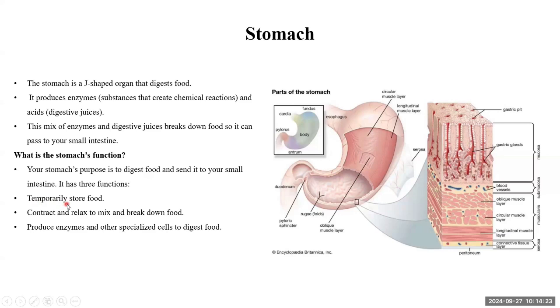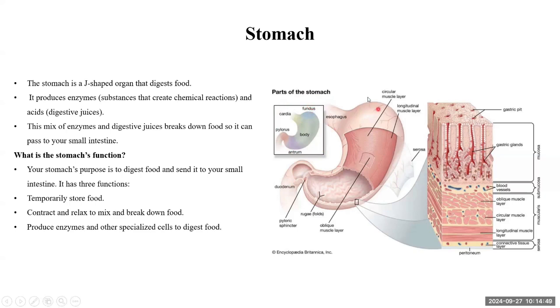It temporarily stores food for 1 to 2 hours, then it contracts and relaxes to mix and break down food. Then it mixes the food with the enzymes and the gastric acid, and then it propels food eventually into the duodenum. So this is the gross anatomy of, I would say, a very bird's eye view of the stomach.